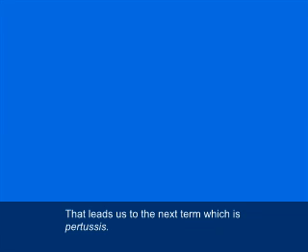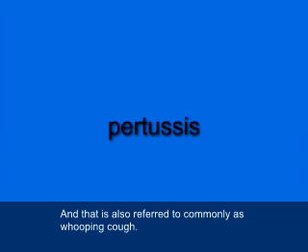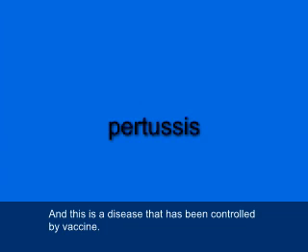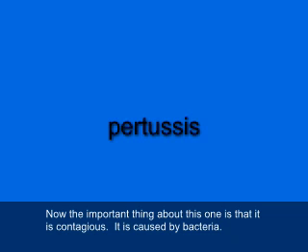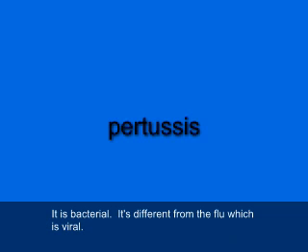That leads us to the next term, which is pertussis, also referred to commonly as whooping cough. This is a disease that has been controlled by vaccine. It's a component of the DPT vaccine, but it has been making a slight comeback because of some kids that haven't been getting vaccinated. Now, the important thing about this one is it's contagious. It is caused by a bacteria. It is bacterial. That's different than the flu, which is viral.